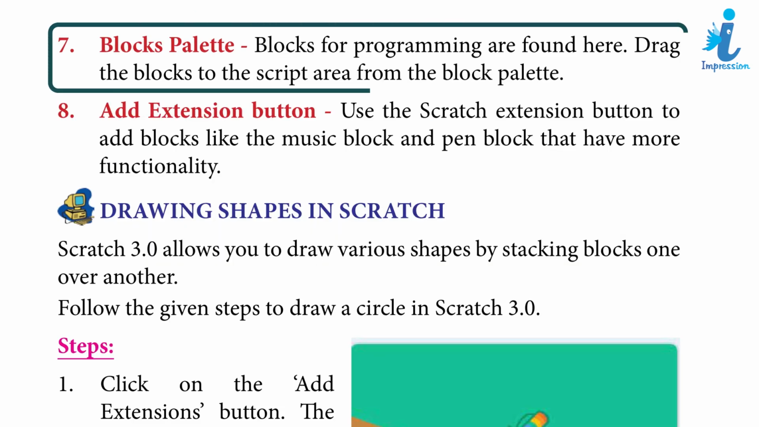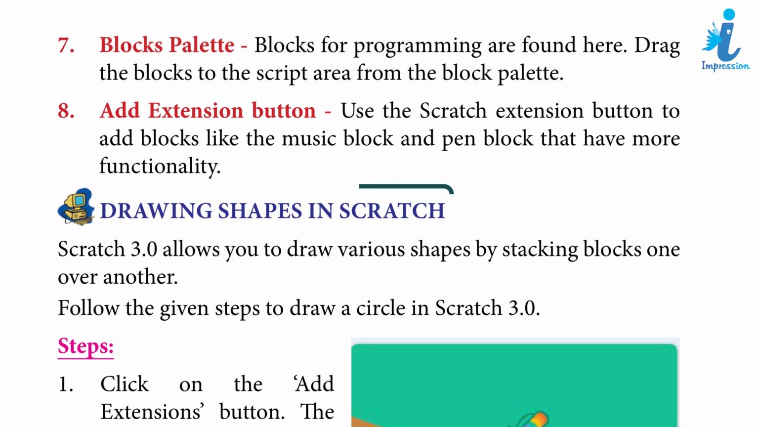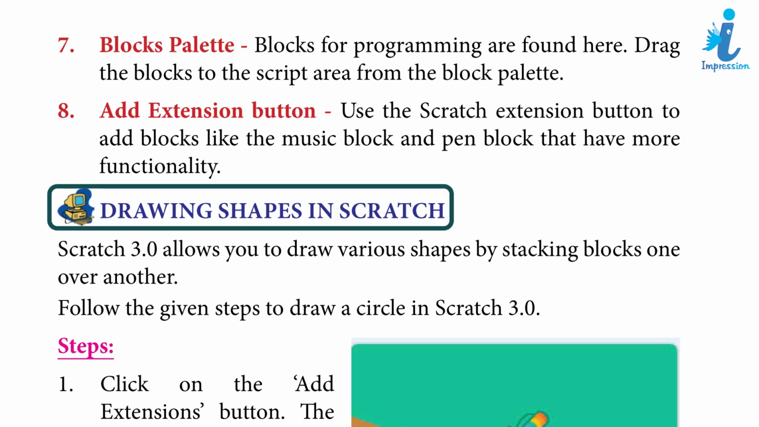7. Blocks palette. Blocks for programming are found here. Drag the blocks to the script area from the block palette. 8. Add extension button. Use the Scratch extension button to add blocks like the music block and pen block and have more functionality. Drawing shapes in Scratch.